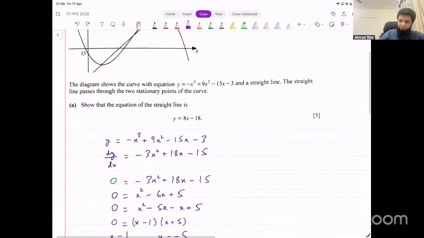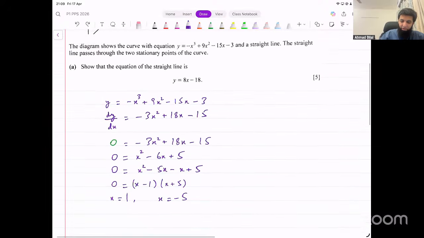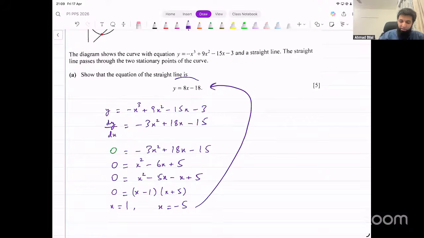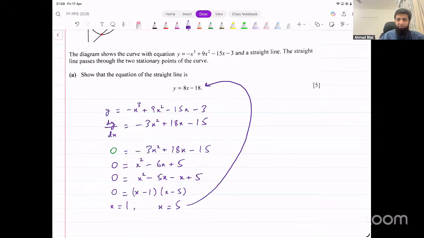Now, what are the y values? Do not use this equation to find y values. Do not do that. You cannot use the information that they want you to prove. Do not put x values here. They will give you correct results, but you're not allowed to do that. Sorry, that was x minus 5 there, that's positive 5. Do not input in this equation, okay? Input in the original curve.